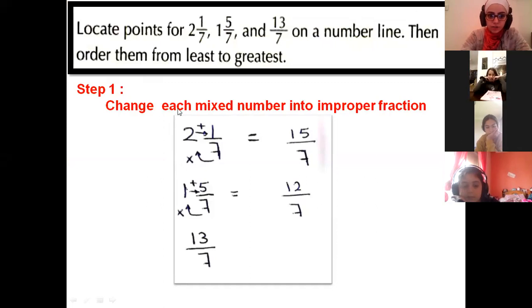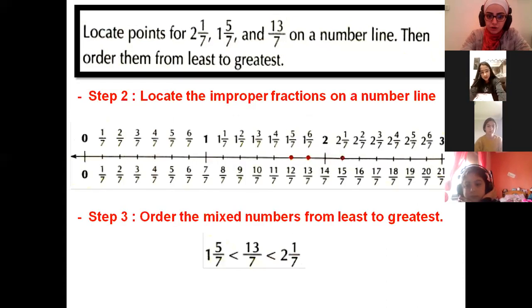First, every mixed number you see, change it to an improper fraction. We have 2 mixed numbers, 2 and 1 over 7. Do you remember how we change mixed numbers to fractions? You multiply 7 times 2, 14, plus 1, 15, over the same denominator, 7. And the other one, 7 times 1, 7, plus 5, 12 over 7. So now we have these 3 fractions, 15 over 7, 12 over 7, 13 over 7.